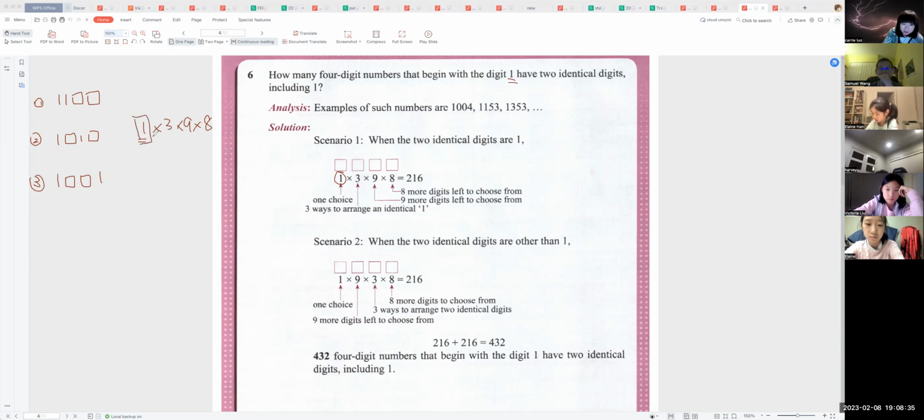It's only 1 number that could be put in there. So why times 3, everybody? Because we already know that in the first case the same two digits will be 1. So there are only 3 options: 1, 1, something, something; 1, something, 1, something; or 1, something, something, 1. Correct? There are only 3 options of doing that. Get it? This one is very important.